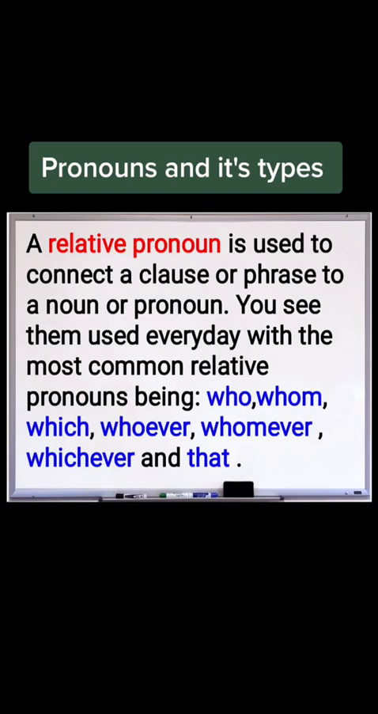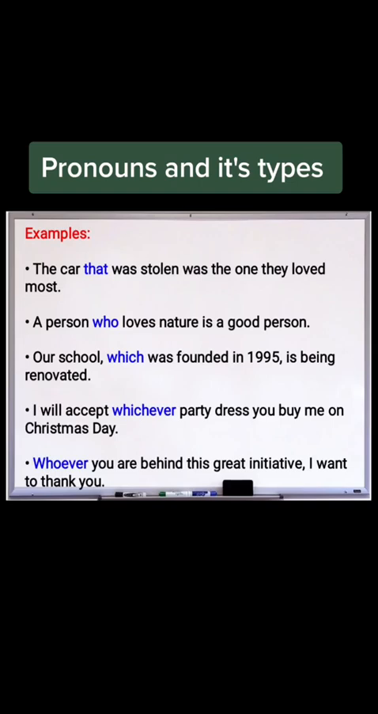A relative pronoun is used to connect a clause or phrase to a noun or pronoun. You see them used every day, with the most common relative pronouns being who, whom, which, whoever, whomever, whichever and that. For examples, the car that was stolen was the one they loved most.